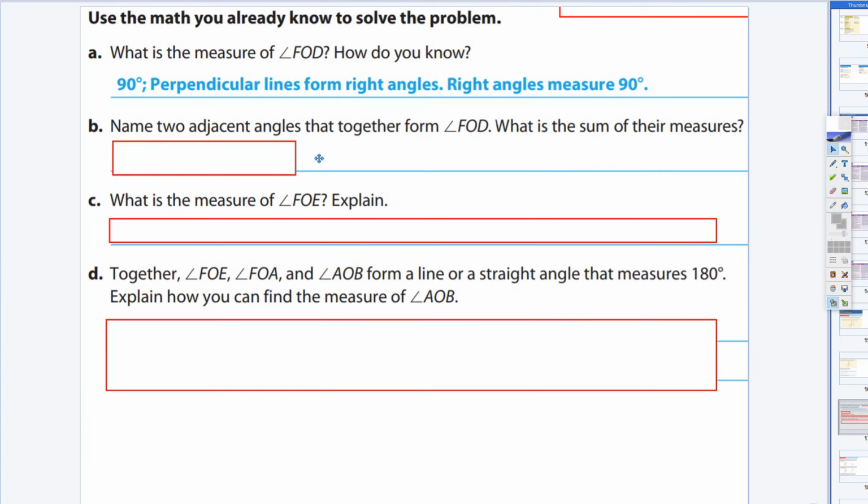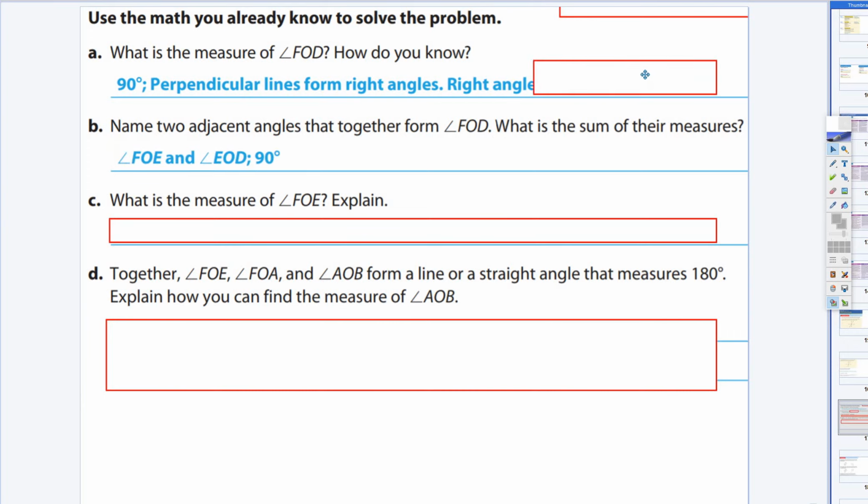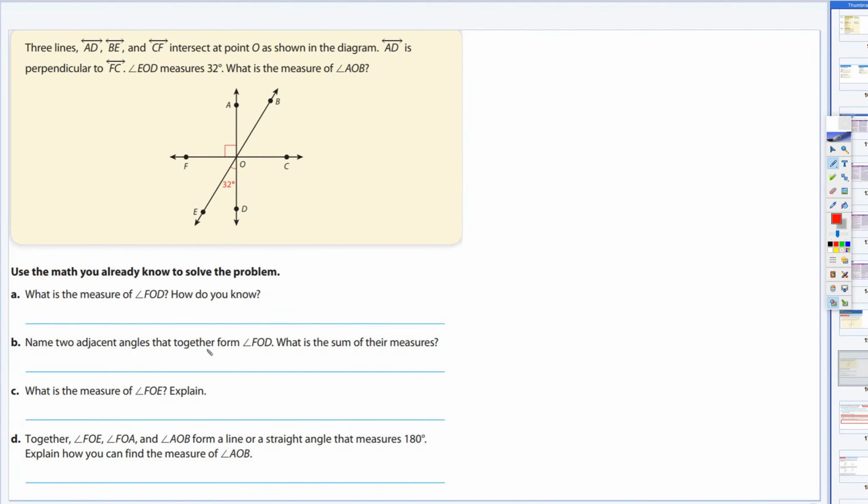Question B. Name 2 adjacent angles that form angle FOD. What is the sum of their measure? Well, the sum will be 90 degrees. And we're looking at angle FOE and angle EOD. Let's look at that. Name 2 adjacent angles that form together FOD. So there's FOD. And obviously we have these 2 angles that are adjacent.